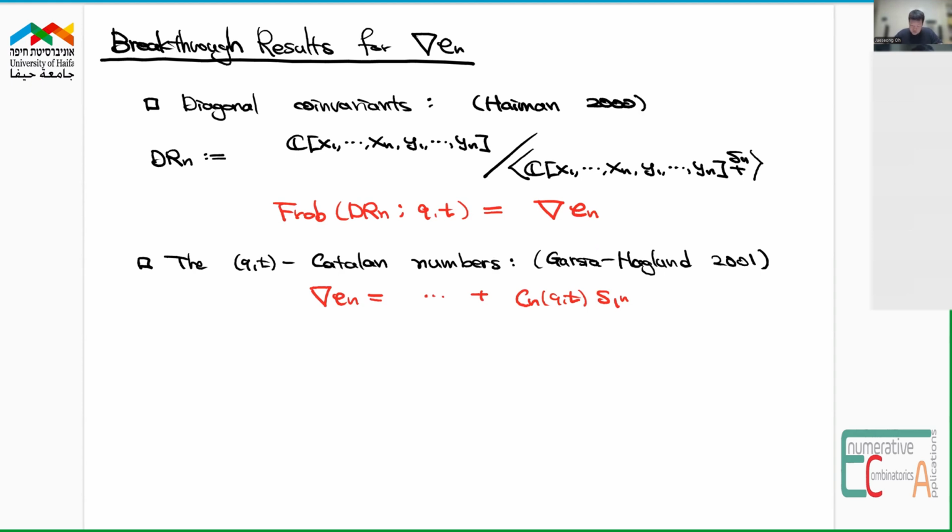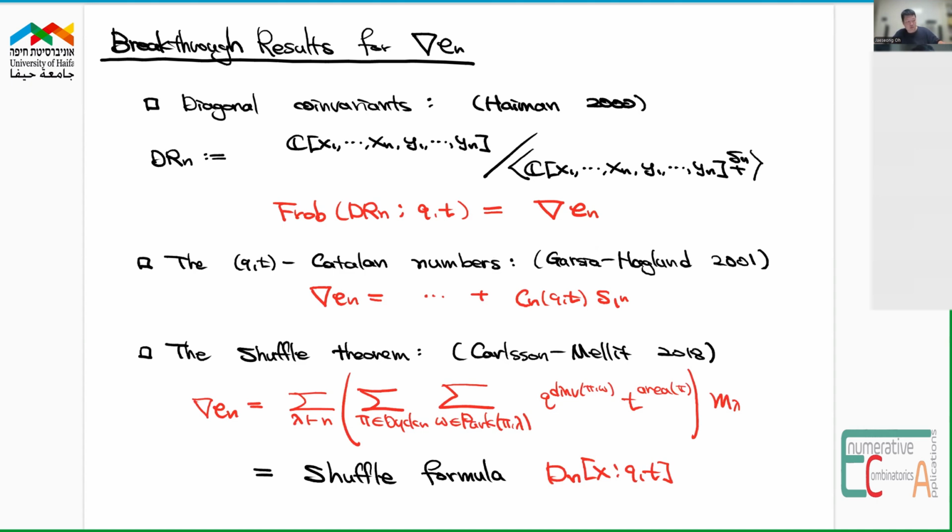And the third breakthrough I'm going to explain is the shuffle theorem, eventually proved by Carlsson and Mellit and conjectured by Haglund, Haiman, Loehr, Remmel, and Ulyanov in 2005. It is about not the Schur expansion, but the monomial expansion, a full monomial expansion, an explicit combinatorial formula for Nabla e_n. This might look complicated, but it involves paths, a slightly generalized notion of parking functions, and two statistics, dinv and area, which is very similar to dinv and area for the Dyck paths. I would like to refer to the right-hand side as the shuffle formula and denote it by D_n.